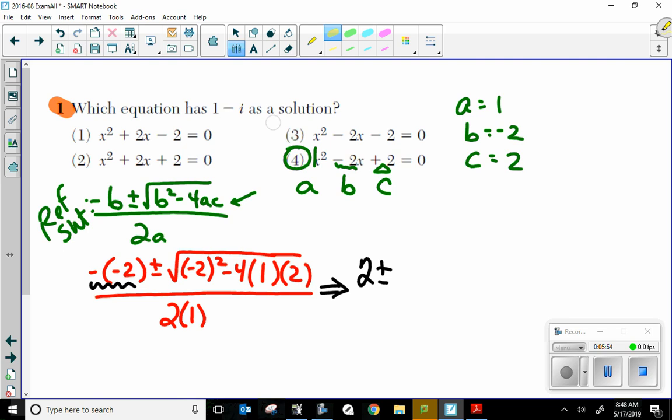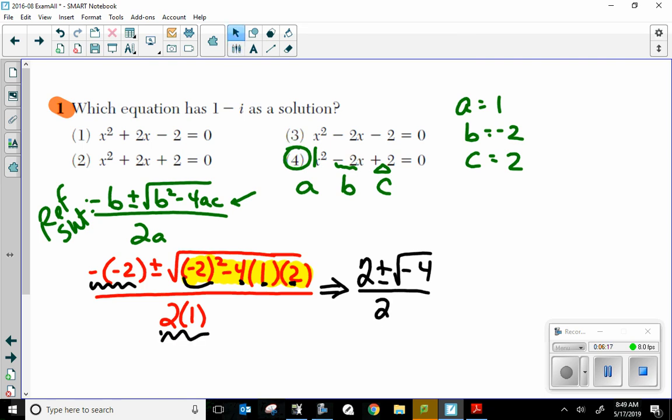All right, what I like to do is forget about the radical. All this stuff under here, I like to figure out what that is. If I take -2 squared, that gives me 4, okay? And 4 times 2 times 1 is 8. So 4 minus 8 would be -4 is underneath this radical, all over 2 times 1 is 2.